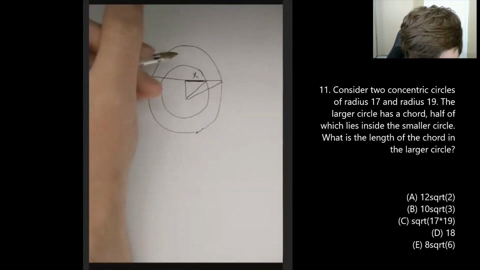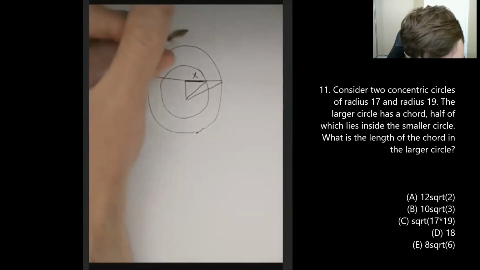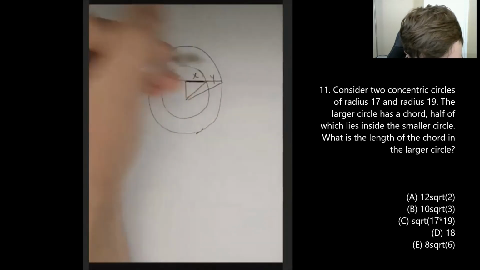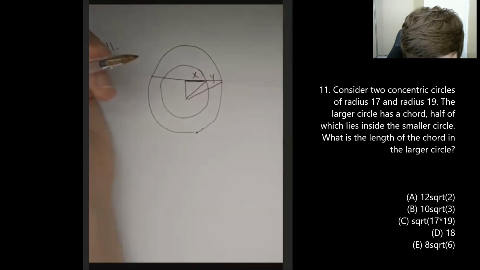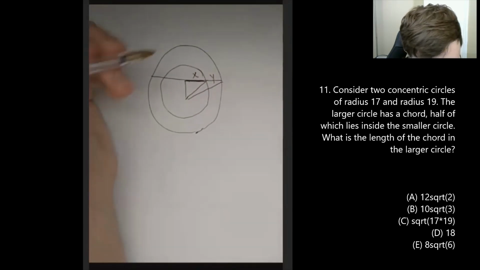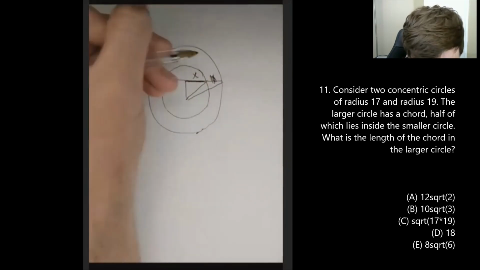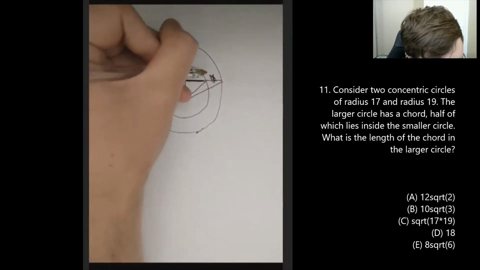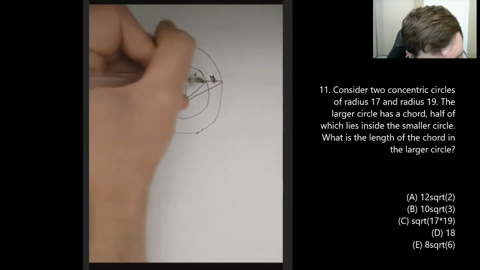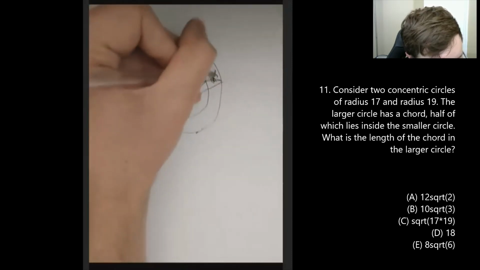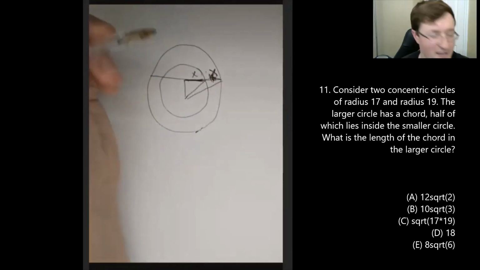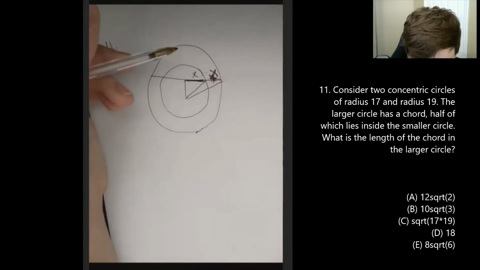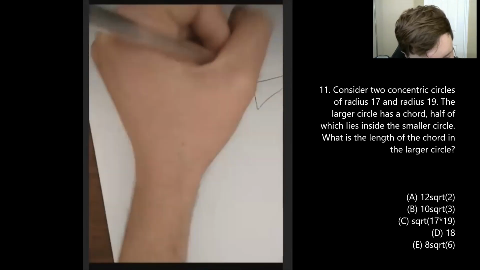Okay, so half of, I guess I don't know this side. The large chord, half of which, oh wait, yeah. I guess, oh yeah, okay, this is X and this is also X because it's half of it. Okay, now what can I do?